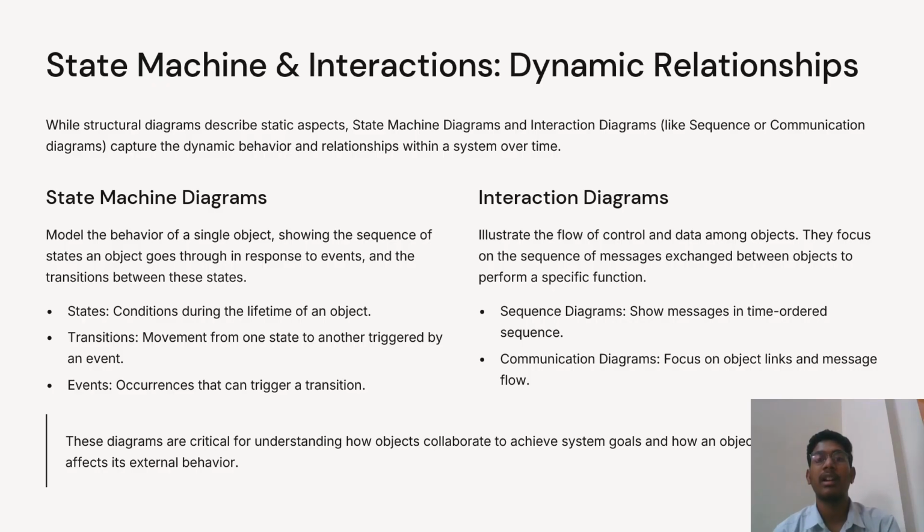Interaction diagrams illustrate the flow of control and data among objects. They focus on the sequence of messages exchanged between objects to perform a specific function. Sequence diagrams show messages in time order sequence. Communication diagrams focus on object links and message flow.